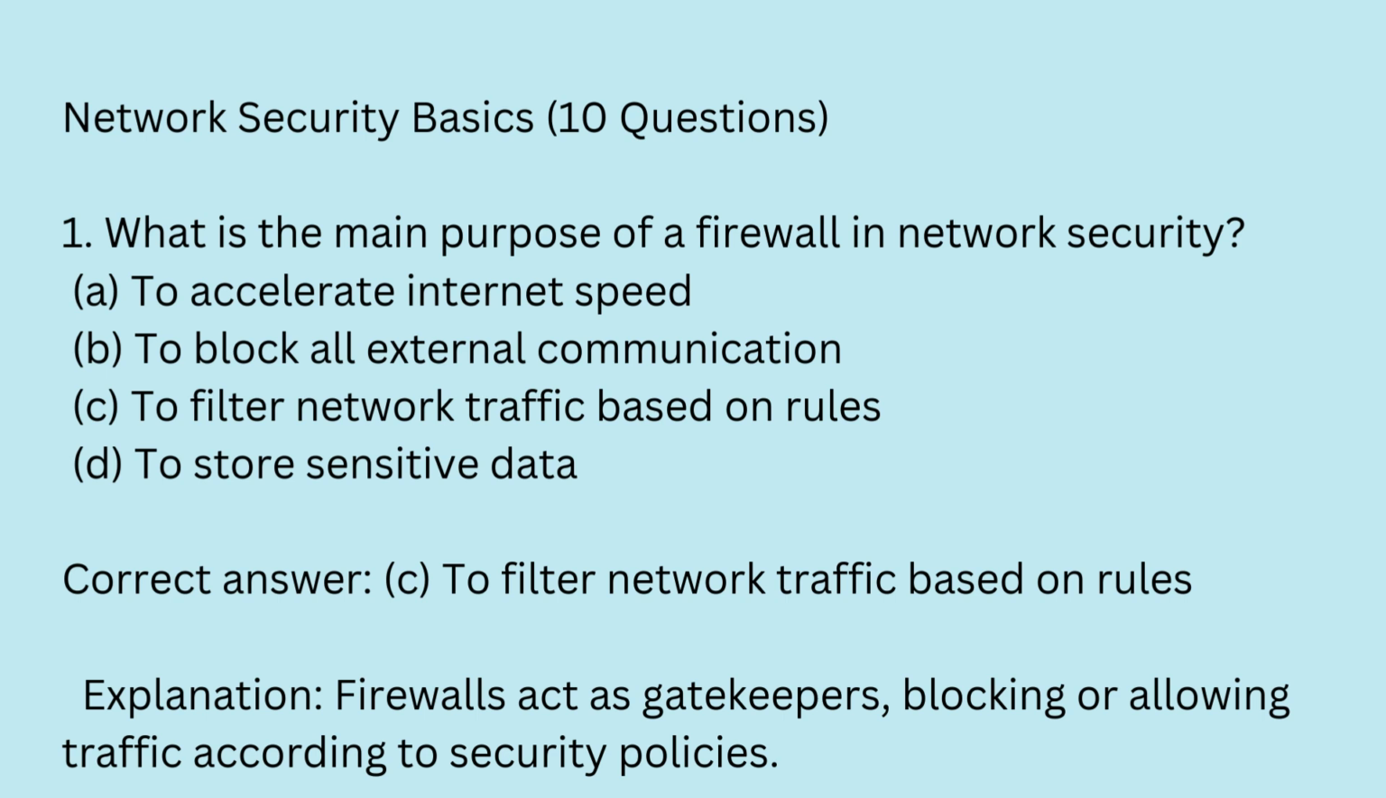Question 1. What is the main purpose of a firewall in network security? A. To accelerate internet speed. B. To block all external communication. C. To filter network traffic based on rules. D. To store sensitive data. Correct answer: C. To filter network traffic based on rules. Explanation: Firewalls act as gatekeepers, blocking or allowing traffic according to security policies.